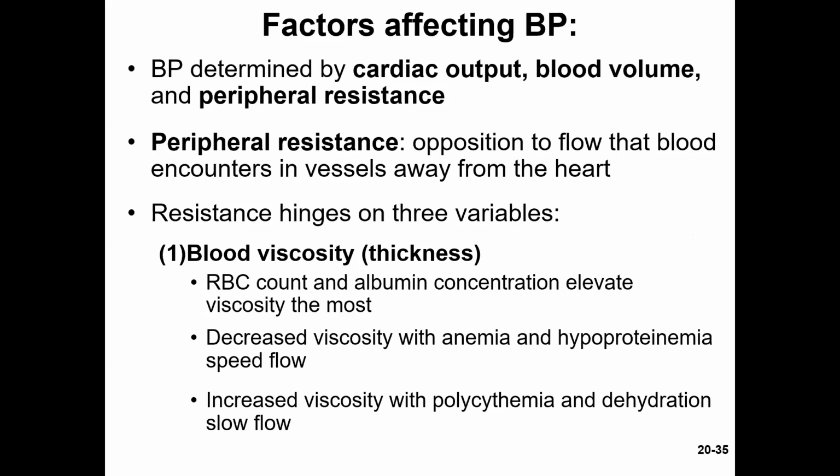Blood pressure is determined by cardiac output, blood volume, and peripheral resistance. Peripheral resistance is the opposition to flow the blood encounters in vessels away from the heart. Resistance hinges on 3 variables: blood viscosity, or its thickness, which can be contributed to by an RBC count and albumin concentration that elevate the viscosity the most. Decreased viscosity with anemia and hypoproteinemia will speed the flow, and increased viscosity with polycythemia and dehydration slow the flow.